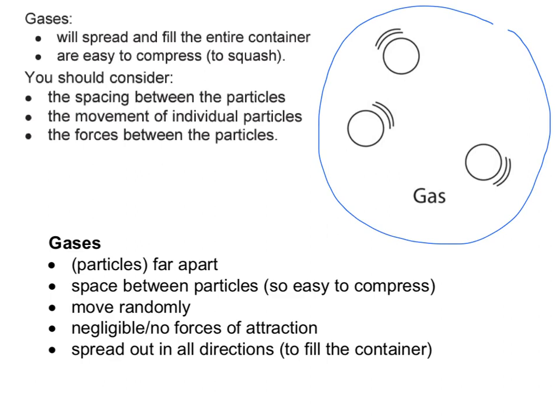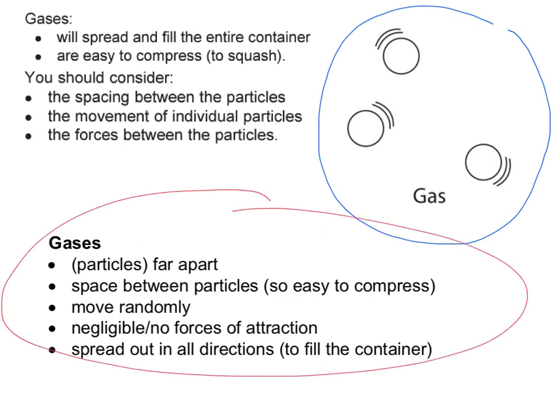Now, I've just dragged up, and I'll highlight in red, the mark scheme points that you could include. Again, you're not expected to have every point here, but you should have a point from the space between the particles, the movement of the particles, and the forces between the particles. The first one is the idea that they're far apart. There's space between them so you can compress them. They move randomly. There's no force or negligible force of attraction, and they can spread out in all directions to fill the container. And if you include at least 3 areas to cover those for gases, and 3 areas to cover the points for solids, then you should have got yourself a very high mark on this question.